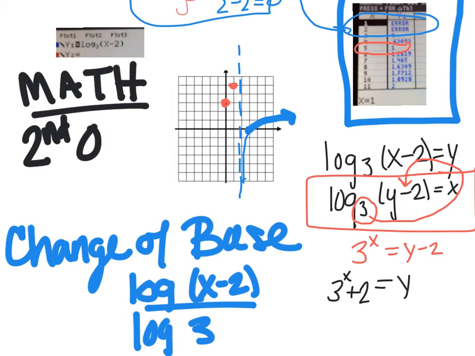So since this is exponential, it's basically just shifted up 2. I know my asymptote is going to be right here at y equals 2, and that my function should get close to this one and close to this one. And remember, they should be reflections since they're inverses over that line, y equals x. I should be able to fold it right in half and they should line up with each other.